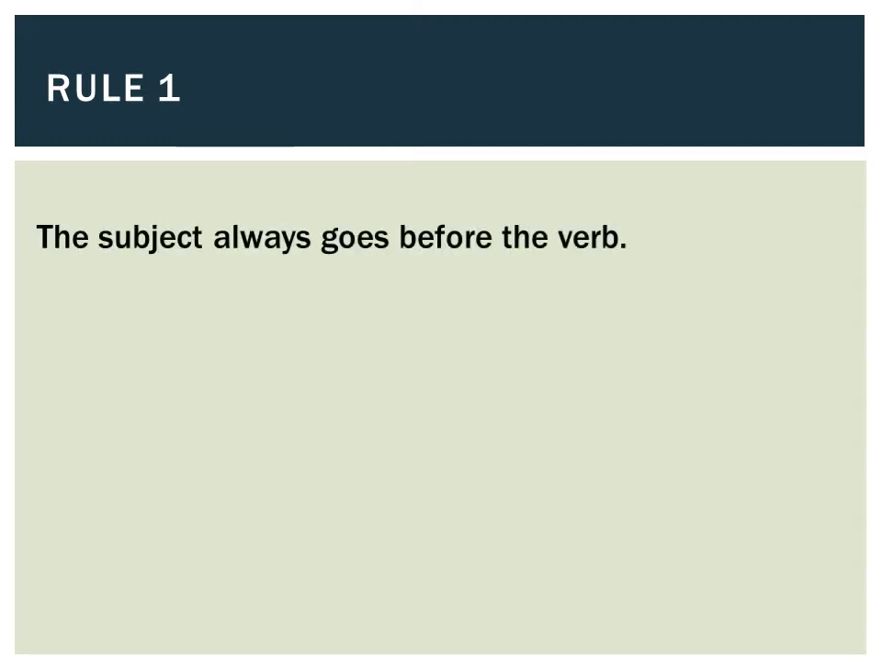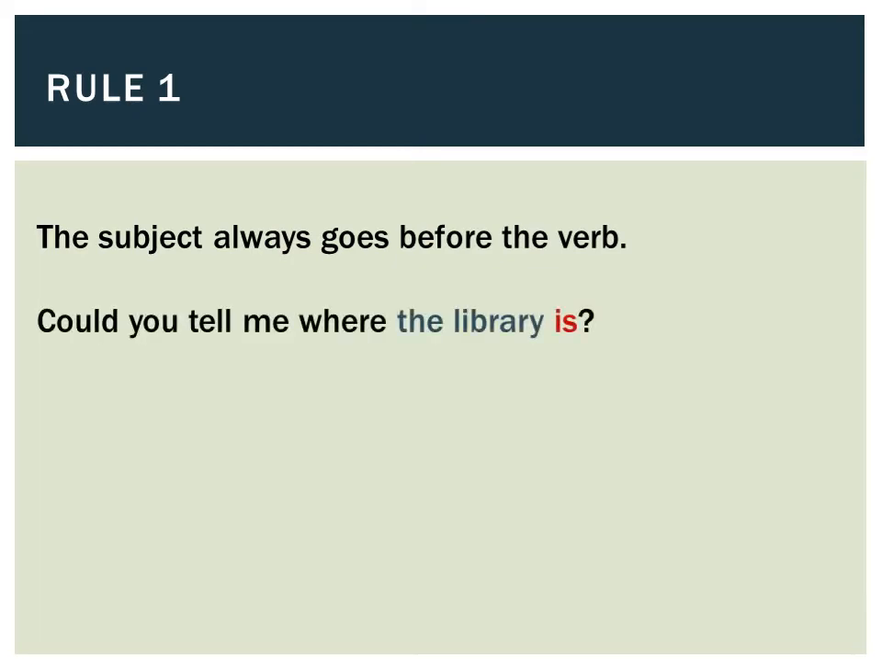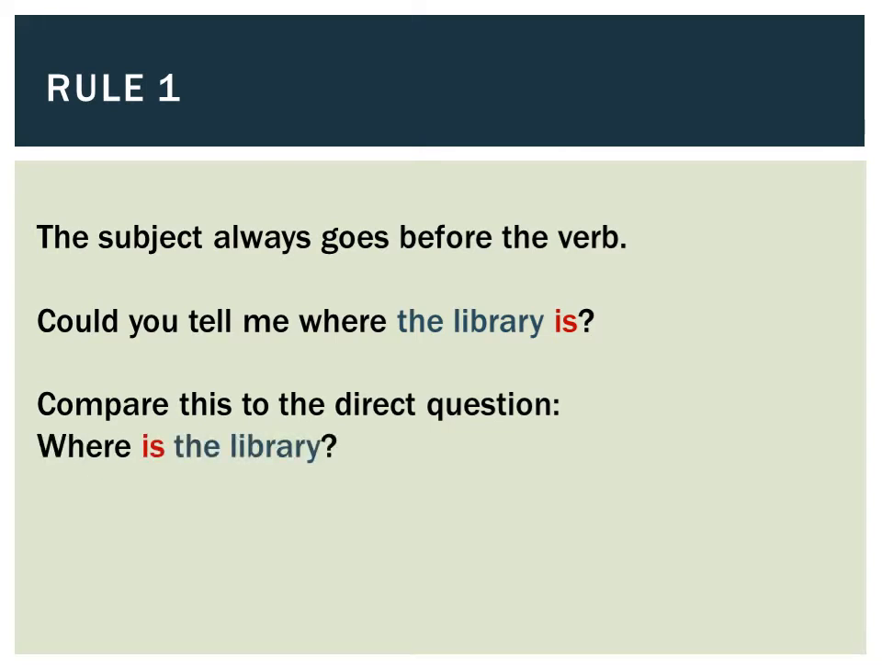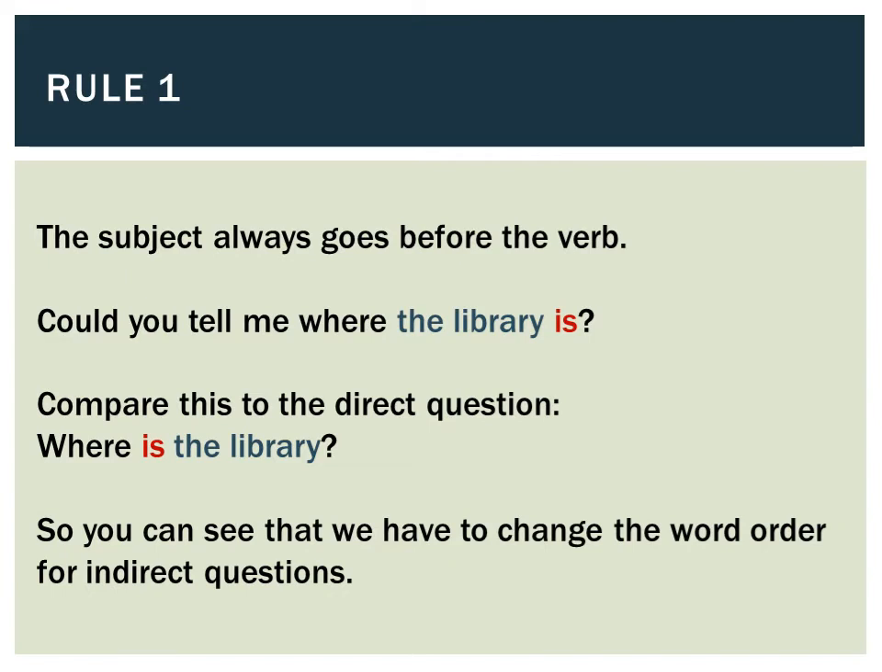Rule number 1. The subject always goes before the verb. For example, could you tell me where the library is? The subject is in blue, the library, and the verb is red, is. Compare this to the direct question, where is the library? You see, in this question, the verb is before the subject. So you can see that we have to change the word order for indirect questions.